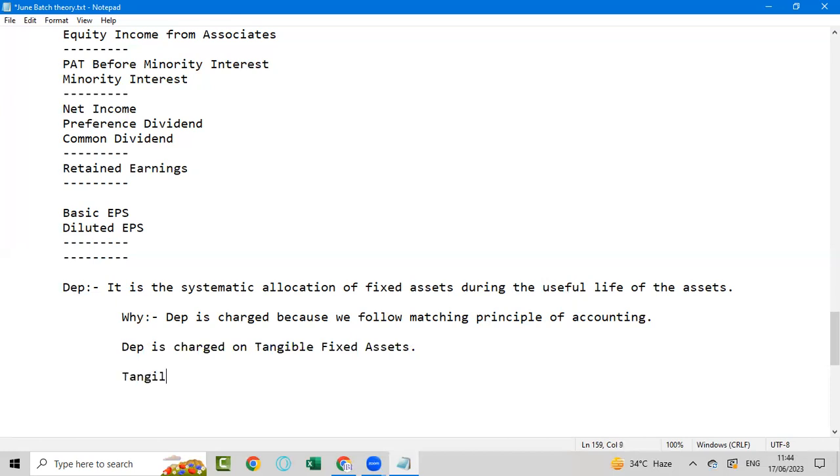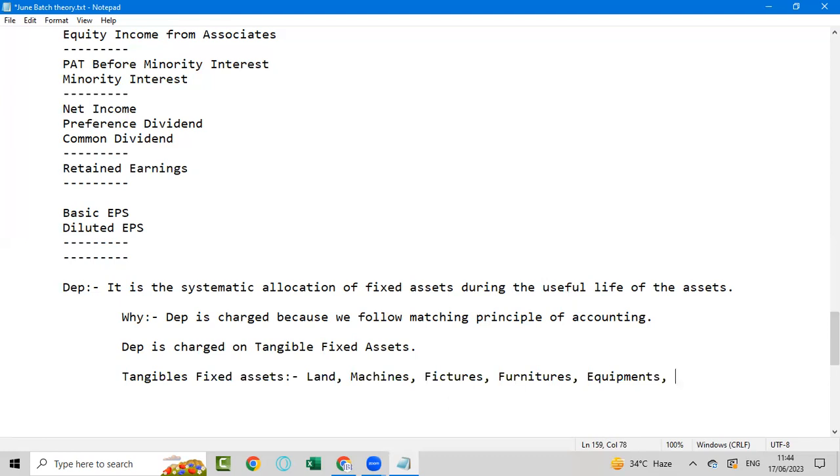What are tangible fixed assets? Like land we have, machines we have, fixtures, furnitures, 100 types of equipments.